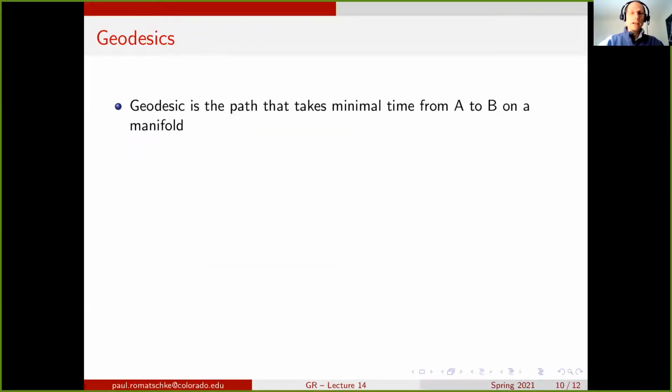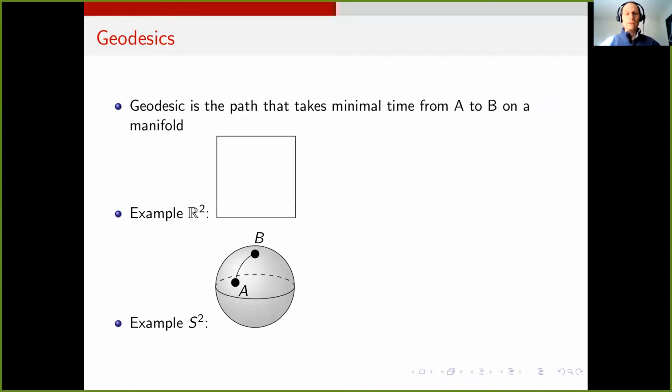Okay, why do I tell these stories in a course on general relativity? The relation comes from considering geodesics on manifolds. So recall that a geodesic is the path that takes minimal time to get from A to B. If we say that that is the definition on a manifold, then we have examples.